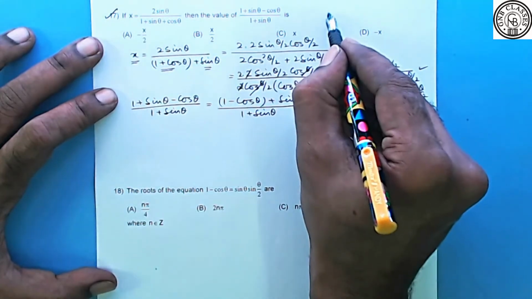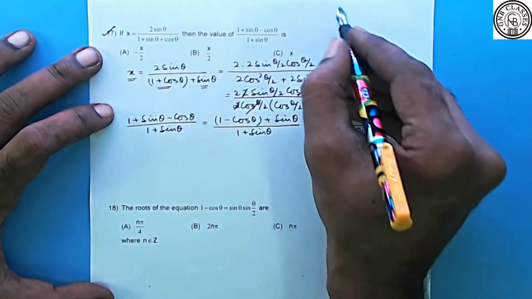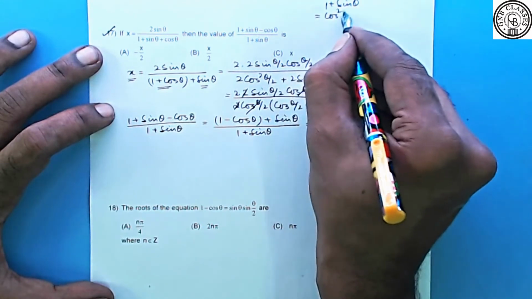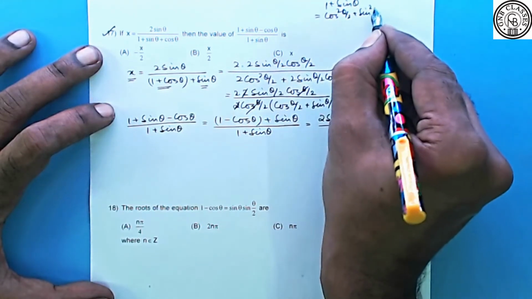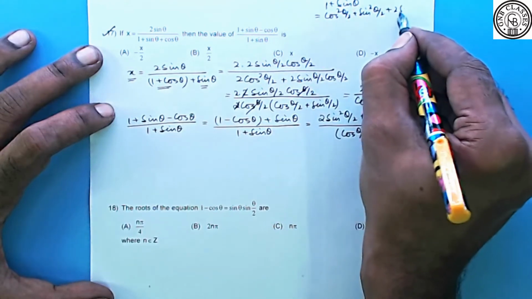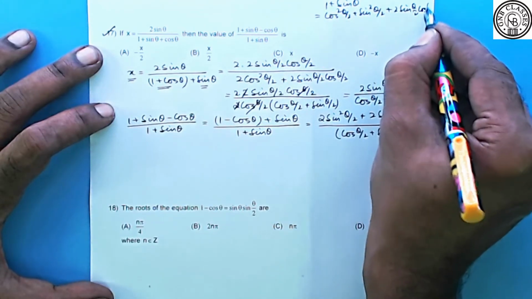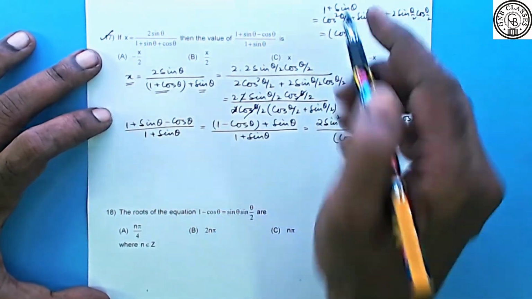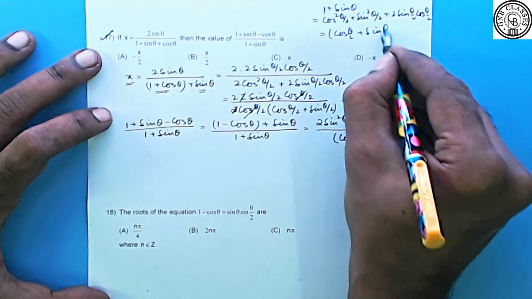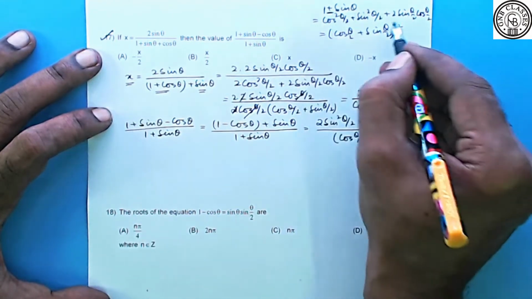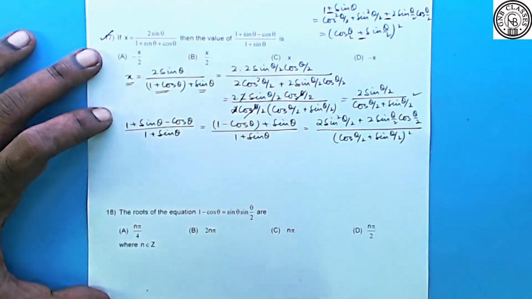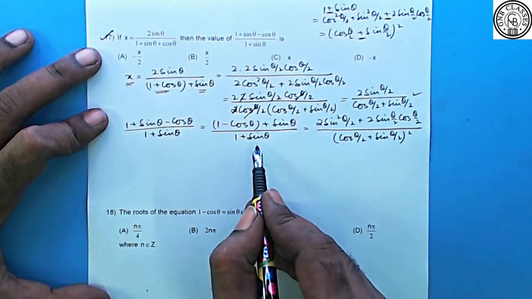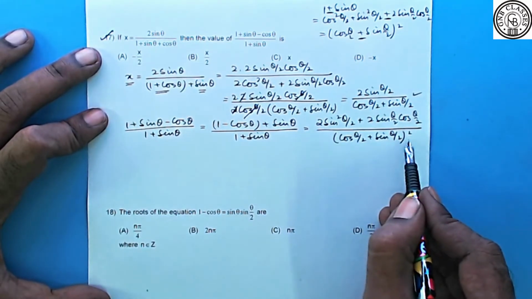Because, let me do it here. We know that 1 plus sin theta, 1 can be replaced by cos square theta by 2 plus sin square theta by 2. And sin theta can be replaced by 2 sin theta by 2 cos theta by 2. So that gives us cos theta by 2 plus sin theta by 2 whole square. Okay. If this one is minus, this one will be minus and this one will be minus. Is it fine with you? So I have replaced 1 plus sin theta with cos theta by 2 plus sin theta by 2 whole square.